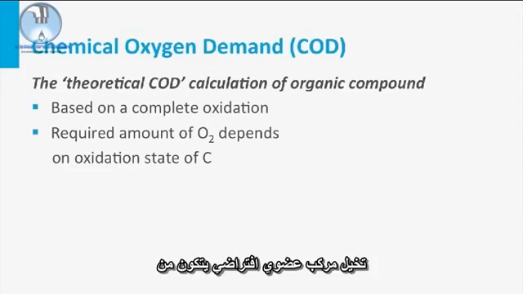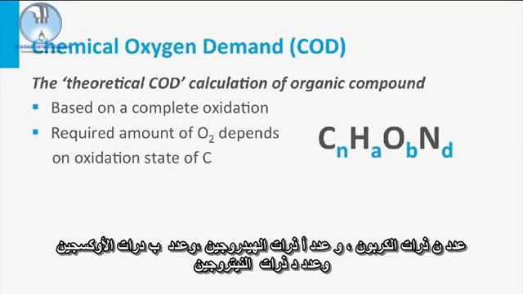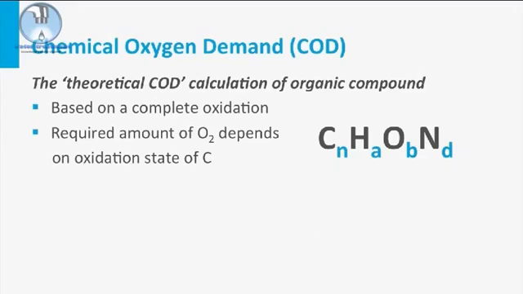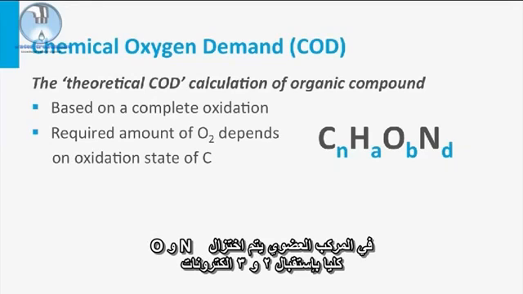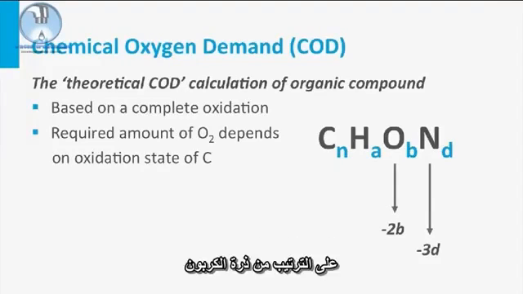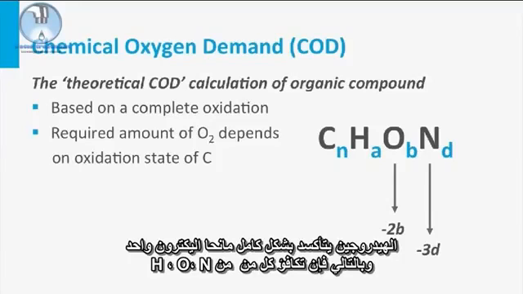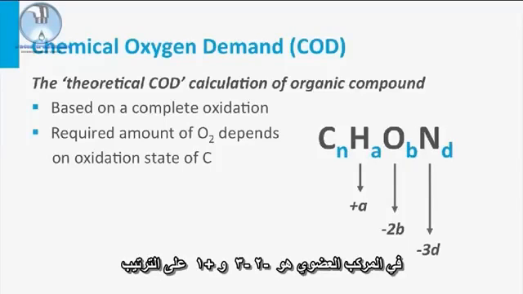Now, imagine a hypothetical organic compound consisting of N carbon atoms, A hydrogen atoms, B oxygen atoms and D nitrogen atoms. In an organic compound, O and N are fully reduced and have taken up 2 and 3 electrons respectively from the carbon atom. Hydrogen is fully oxidized and has delivered 1 electron. So the valence of H, O and N in an organic compound is +1, -2 and -3 respectively.